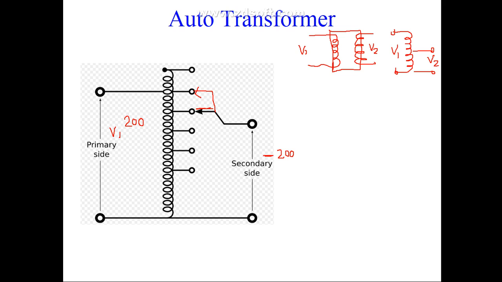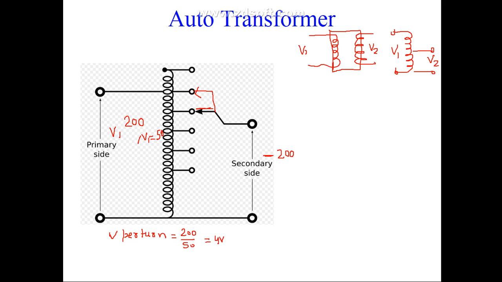Now you can calculate the voltage per turn. For example, if we have here 50 turns, N1 is equal to 50. So voltage per turn will be 200 divided by 50. So it comes out to be 4 volt. Now in the secondary, what will happen? You will get 4 volt per turn, primary as well as secondary.